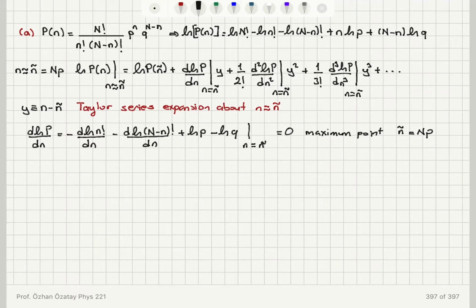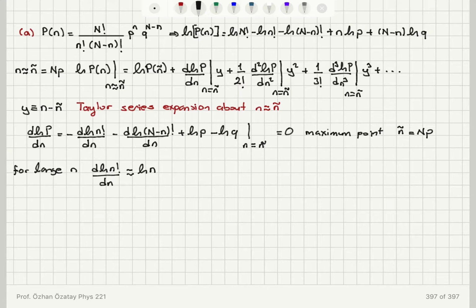So we're going to use the approximation for the derivative of n factorial with respect to n for large n. So we can approximate, for large n, the derivative of ln n factorial with respect to n as approximately the natural logarithm of n.